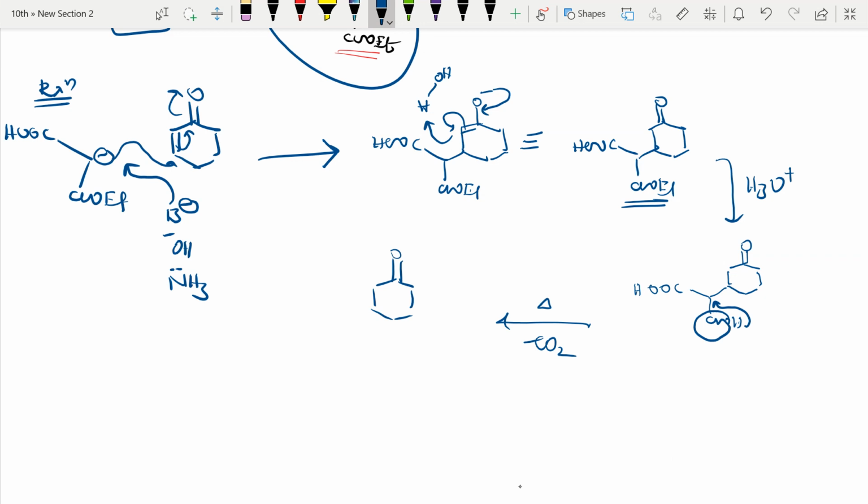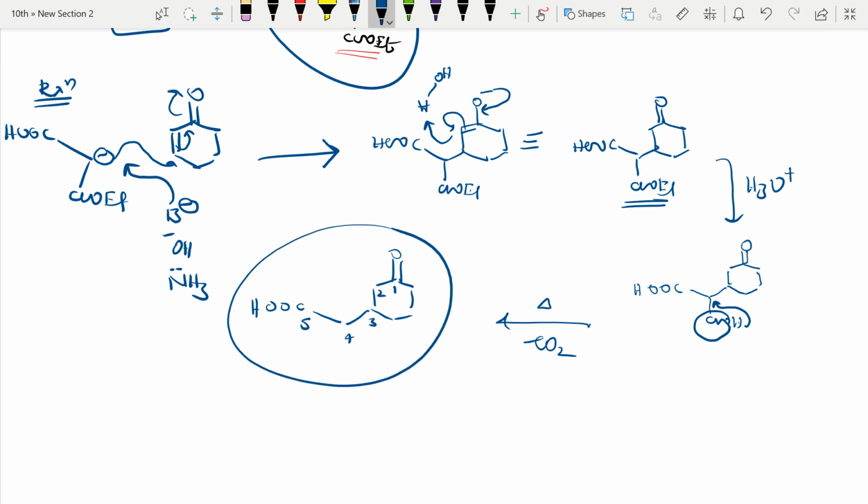So again I prepared 1,5 functional groups here. This is 1, 2, 3, 4, 5. So retrosynthesis, this was our target molecule. Now we got the product here, right? I hope you got how we did it.